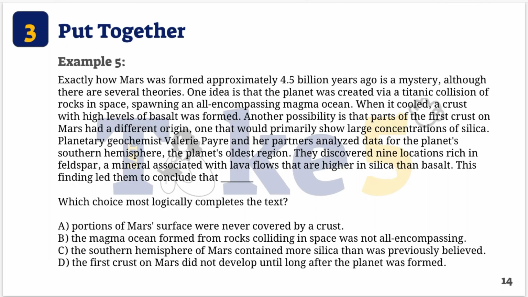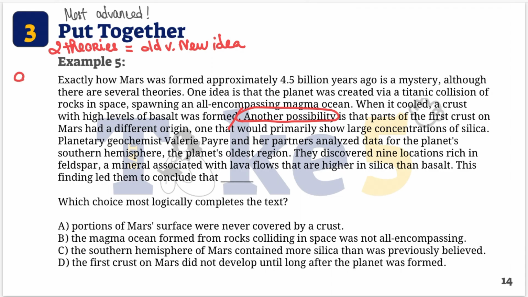Well, this example is actually the most complicated one so far, but we can still break down the structure first and get the overall main idea. The Q, "another possibility here," indicates a two-theory structure like the old versus new idea we have seen so far. So the first half, or the old idea, tells us that Mars is created by a titanic collision, resulting in an all-encompassing magma ocean that cools down to a crust with high levels of basalt.